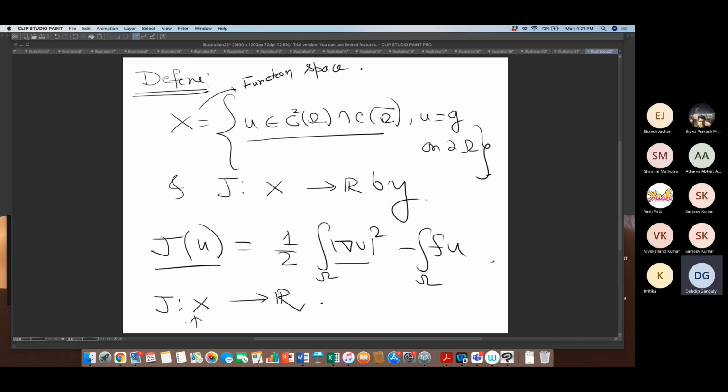Yes. But here the unit ball is not compact, because this is an infinite dimensional vector space. If you take the ball with norm of u equal to 1, the unit ball is not compact, so you cannot conclude those types of things. You can easily check that J is a continuous function. In fact, it is a C1 function. You don't have to bother about it.